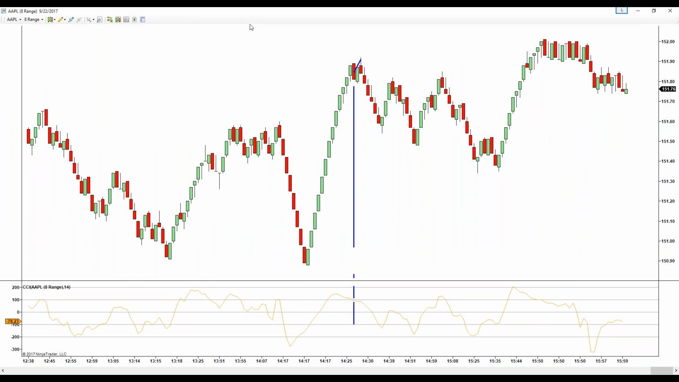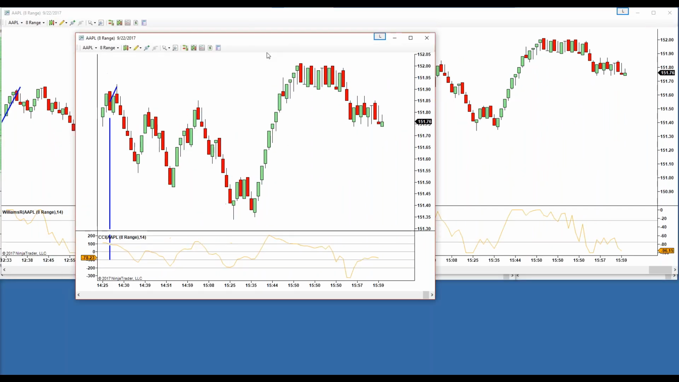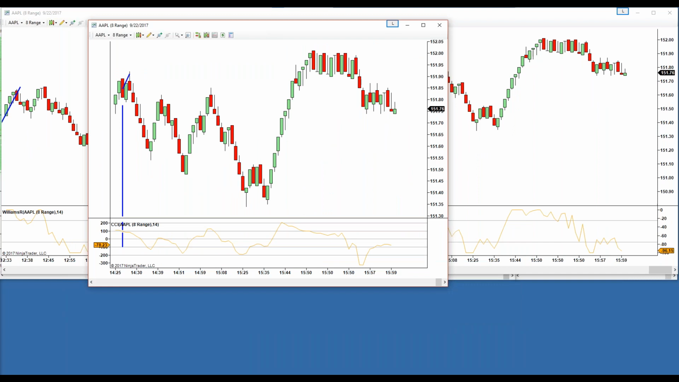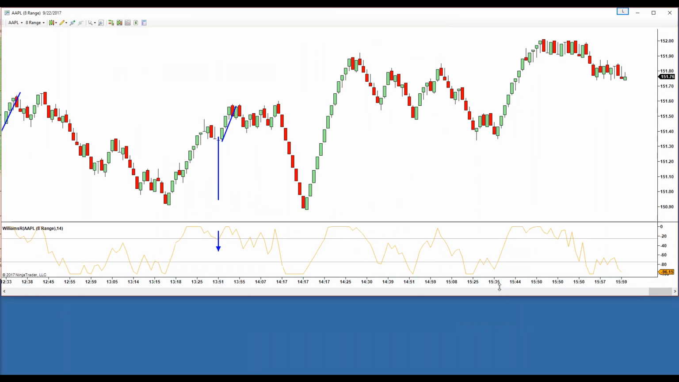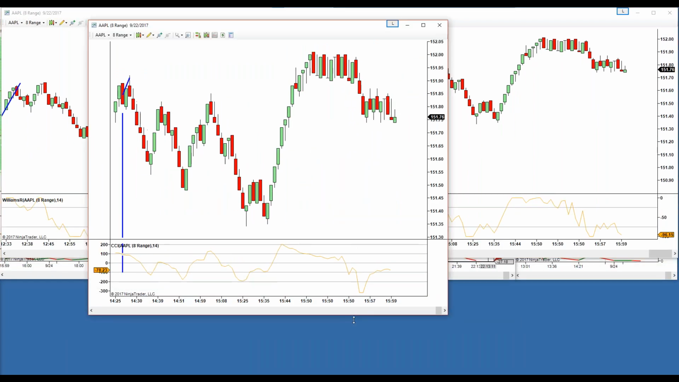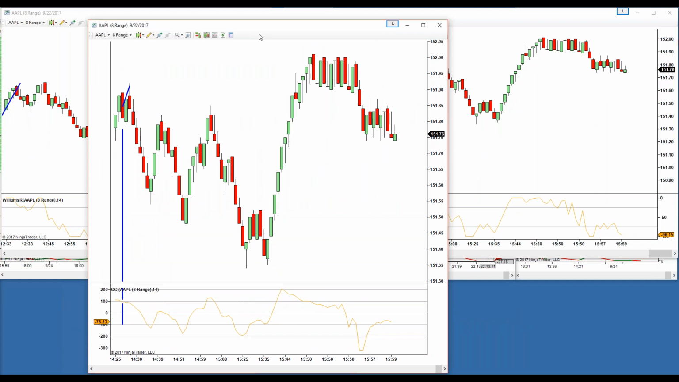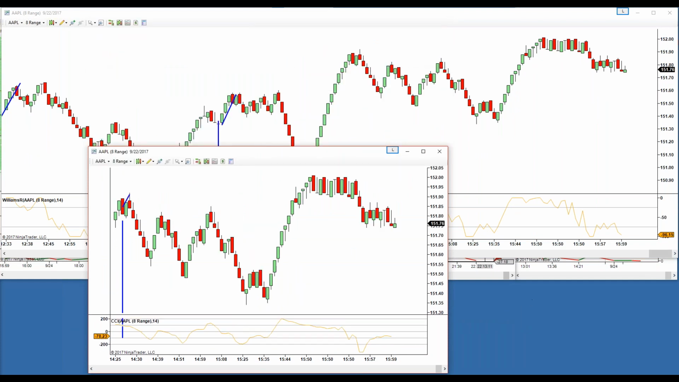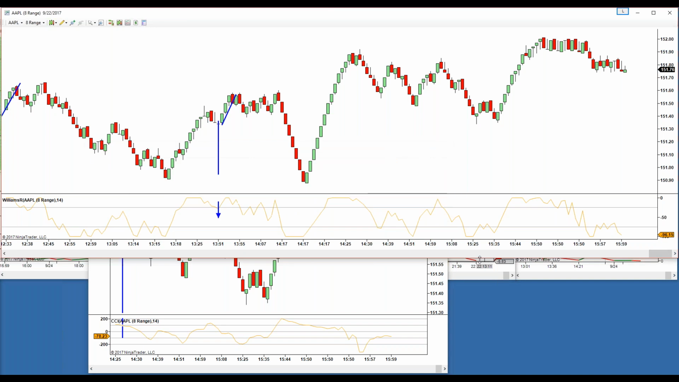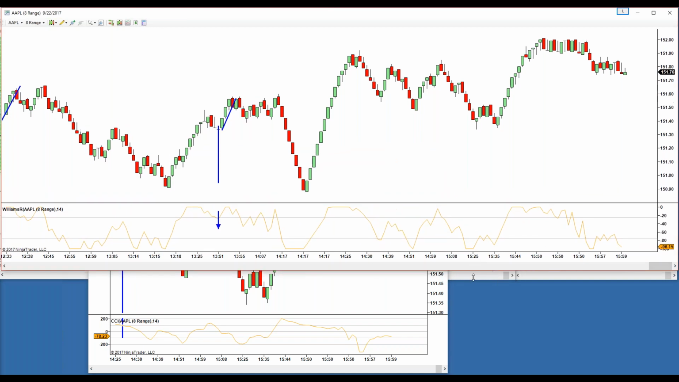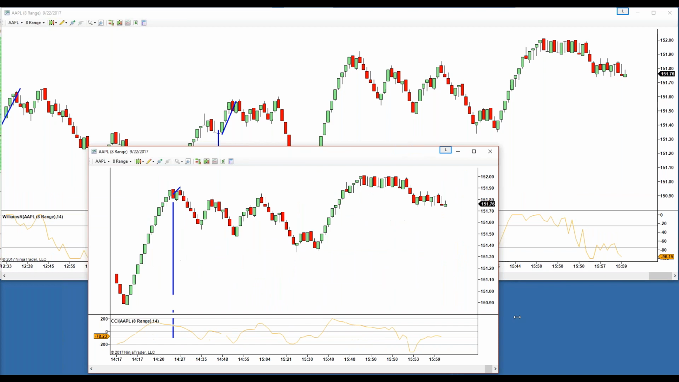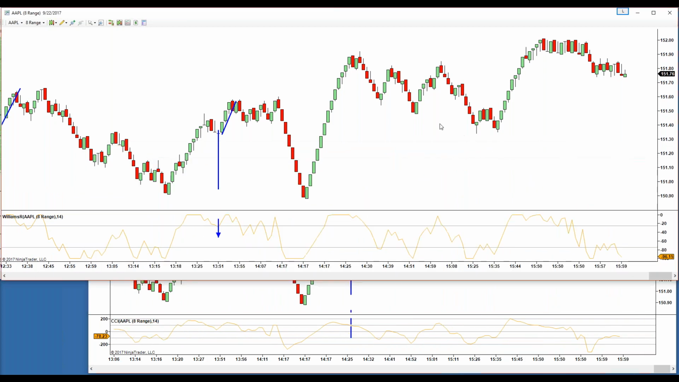And let's look at both charts together. Here's our CCI right here, and here is our Williams R. You can look here and you can see that they are very similar. There's a move up, and they're tracing out similar lines.